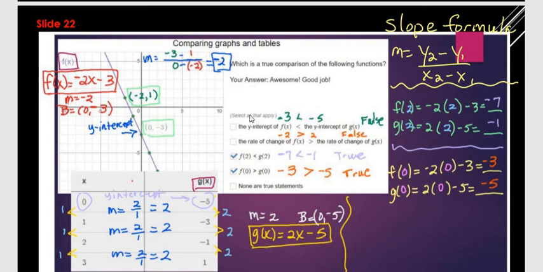The slope here is negative 2. The slope for this one is positive 2. This says that negative 2 is greater than 2. False. A negative number is never, ever greater than a positive number.